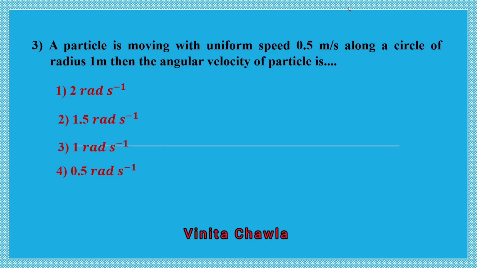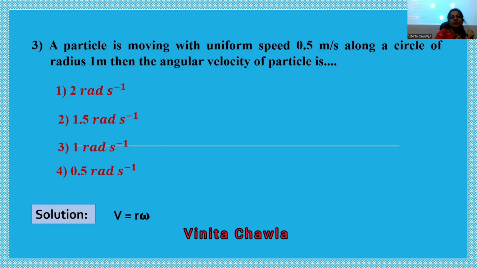Again, we'll use the same formula. V is equal to R omega. R is given, it is 1 meter, speed is 0.5 meter per second. Just put the values, you'll get omega as 0.5 radian per second. So option 4 is the correct option. Any doubt? Easy questions are direct questions.